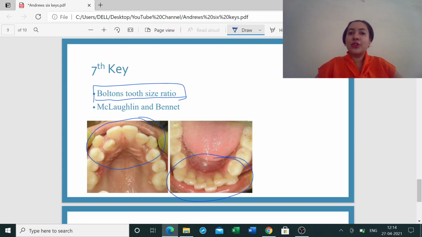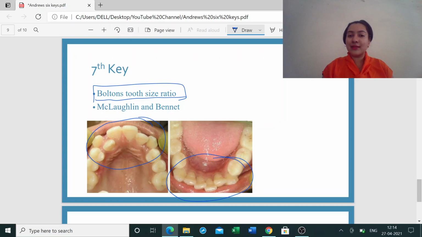Why? Because the tooth size and the arch length do not match together. So because of Bolton's analysis, we get to know where the problem lies, whether the problem is in the maxilla or in the mandible. Once you know the problem is in the mandible, the next question is, where is it, anteriorly or posteriorly? So Bolton's is the answer.